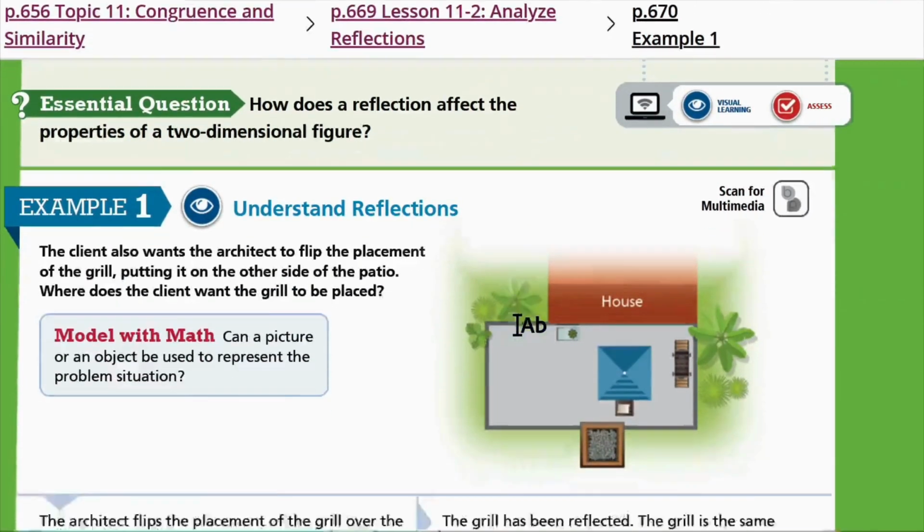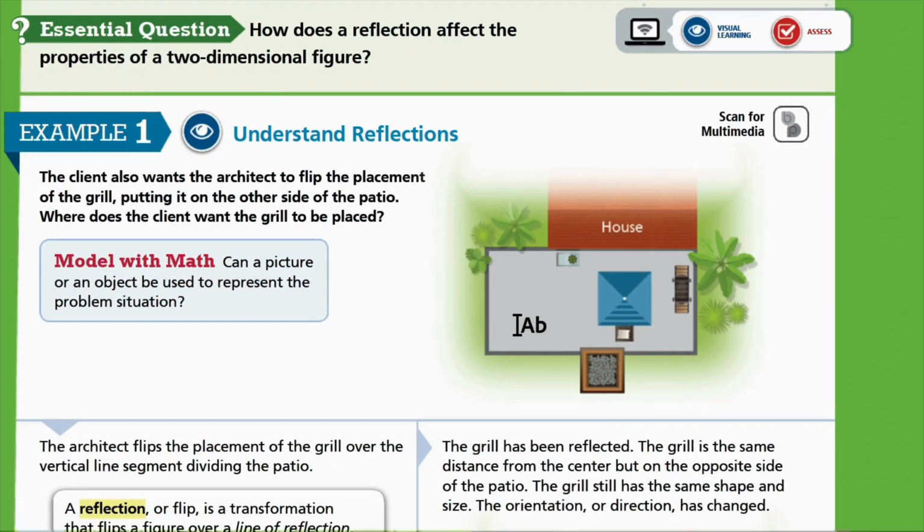So let's move on. How does a reflection affect the properties of a two-dimensional figure? That would be our essential question of this lesson. So starting from example 1, understand reflections. The client also wants the architect to flip the placement of the grill, putting it on the other side of the patio. Where does the client want the grill to be placed? So if we look at this figure here, house, we see the grill over there, and then we want to put it on the other side of the patio.